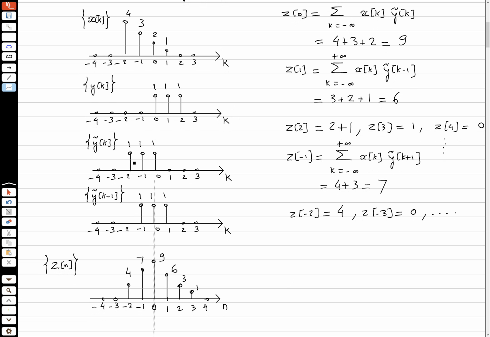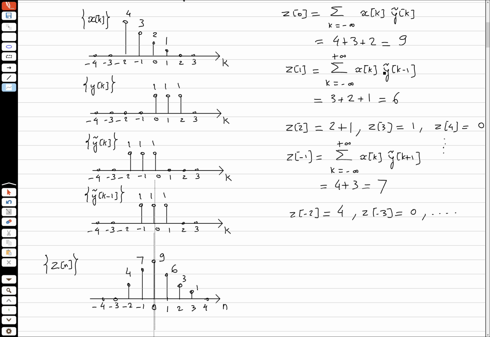Then to get the value of z at 1, you do the same thing, but you have to shift y tilde by 1 to the right before you take the dot product. Then for z of 2, you need to shift y tilde by 2 before you take the dot product, etc. And for k negative, you need to shift y tilde of k to the left. And that gives you the result.